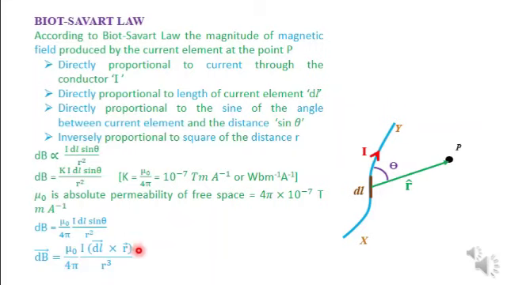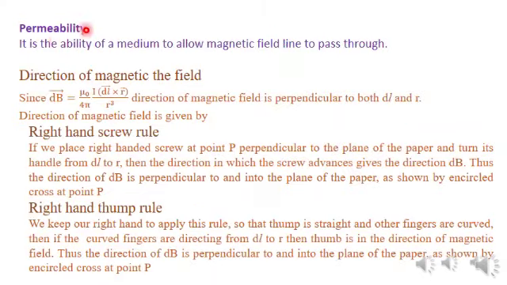After multiplying numerator and denominator with r and by taking the sine theta as cross, the vector form of Biot-Savart law is dB equals mu0 by 4 pi I into dl cross r by r cube. Permeability. It is the ability of the medium to allow magnetic field lines to pass through it, as like permittivity in electric field.